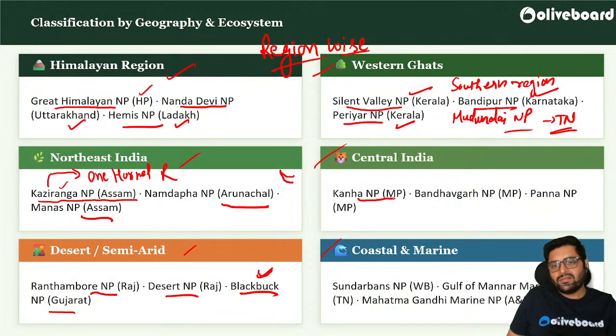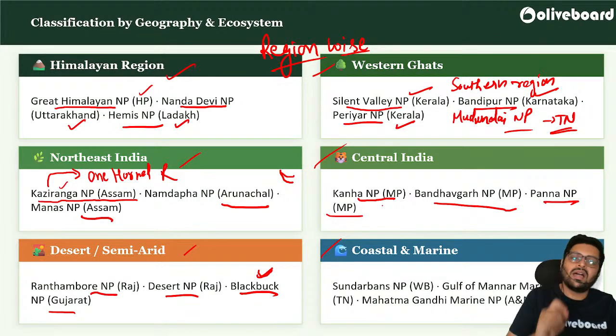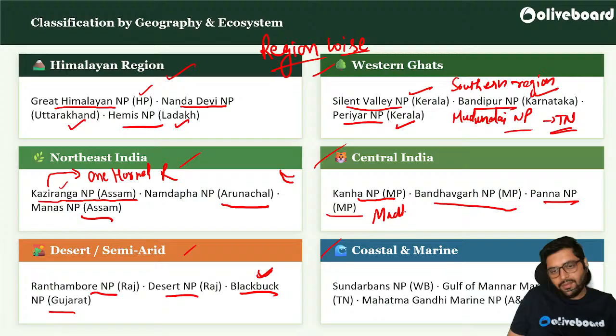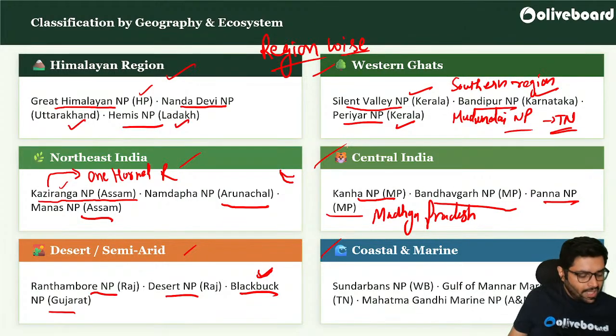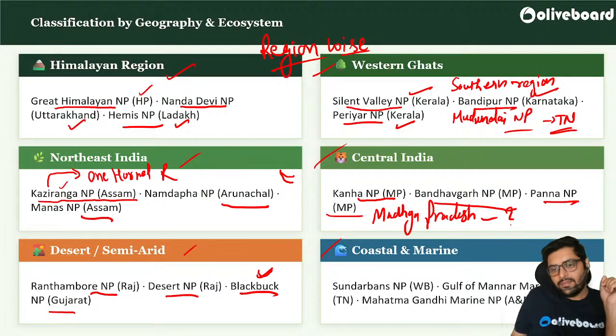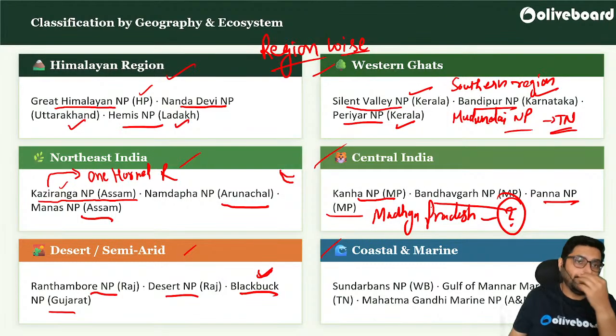Central India, we have Kanha National Park, Madhya Pradesh, Bandhavgarh National Park, Madhya Pradesh, Panna National Park, Madhya Pradesh. If the question comes, which state has the highest number of national parks, it is Madhya Pradesh. Highest number of national parks are in Madhya Pradesh. Can you tell me in comments how many national parks are there in Madhya Pradesh? Please let me know in comments. Okay.